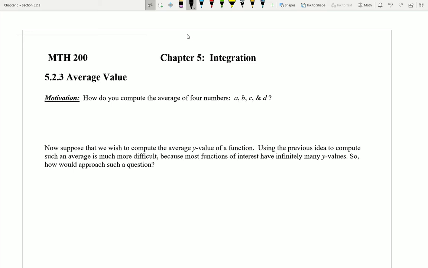So let's go ahead here and take a look at this opening motivation. And it's actually a really simple question. How do you compute the average of 4 numbers? This is not a trick question. It is literally that easy. How do you calculate the average of 4 numbers? Let's call these numbers A, B, C, and D.